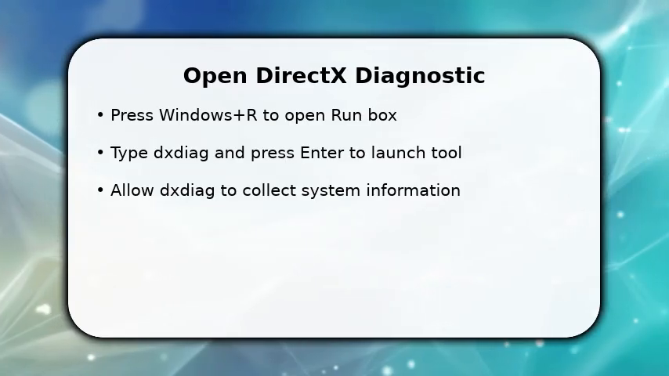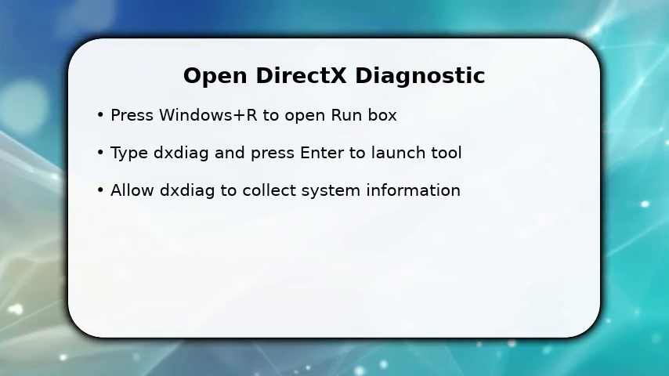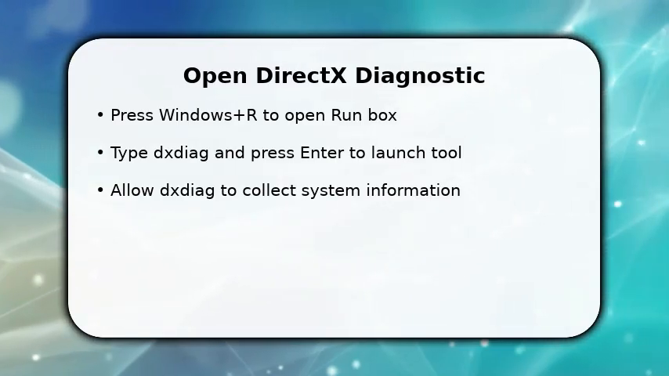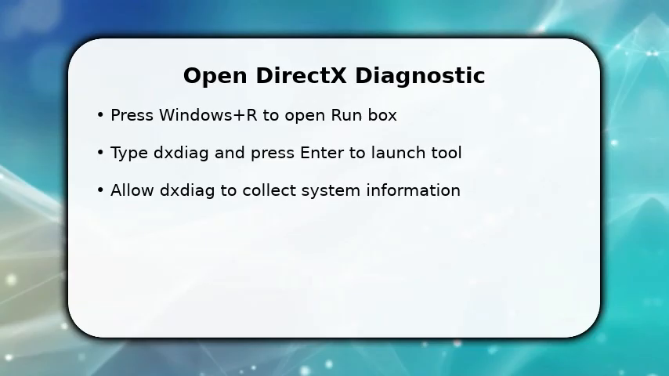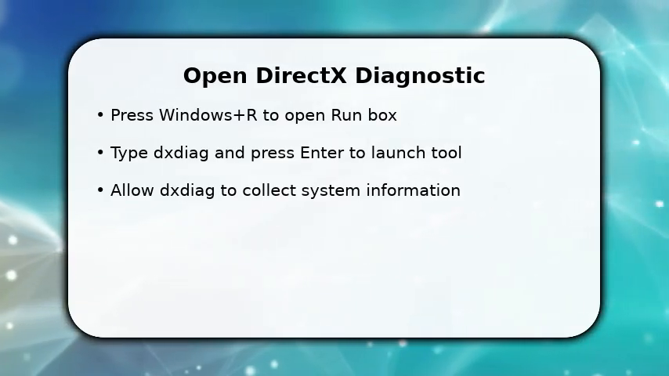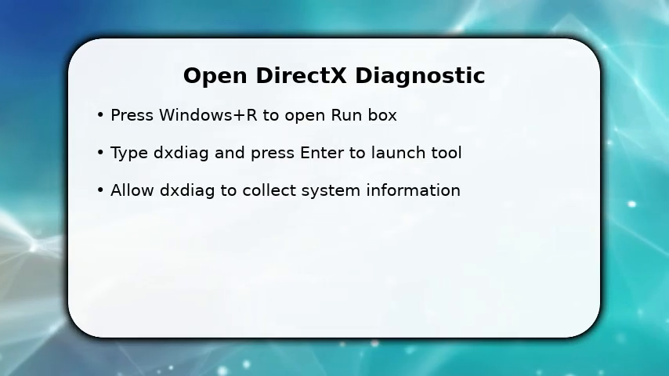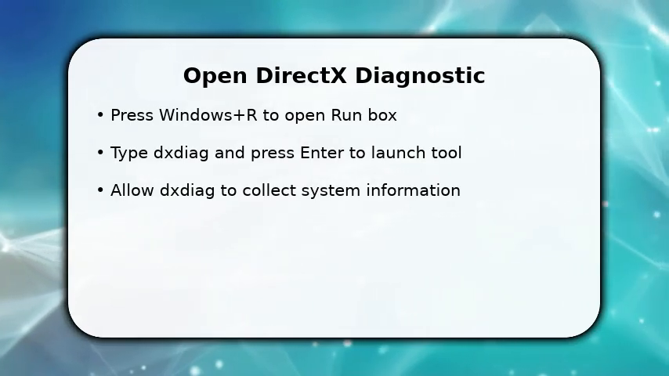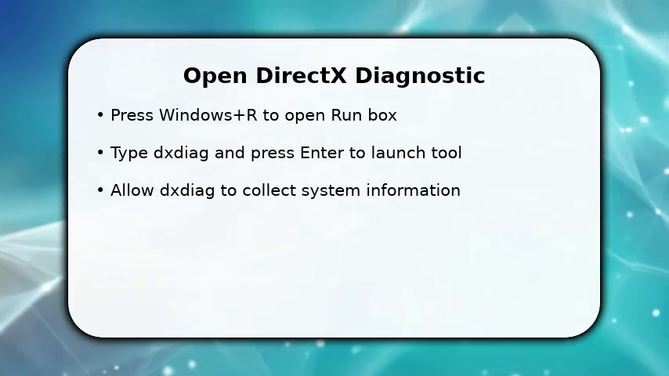You'll start right now. Press Windows plus R, type DXdiag, and hit Enter. This opens the DirectX diagnostic tool which queries system and graphics APIs. That's why we use it instead of guessing. Once it loads, let it finish collecting data. This ensures accurate DirectX and driver details.